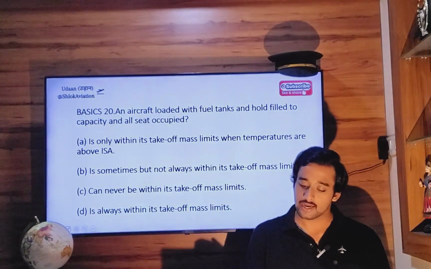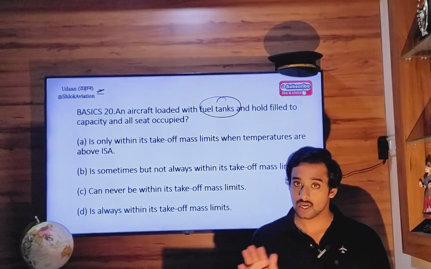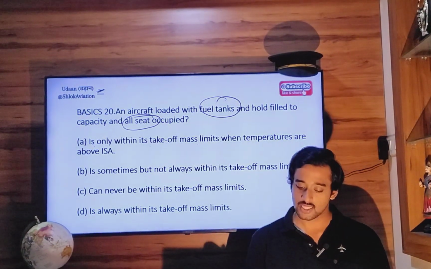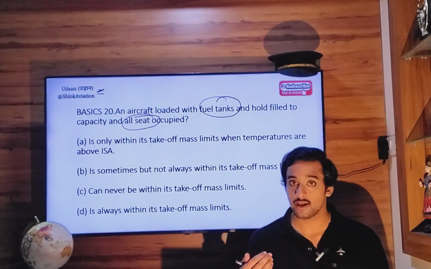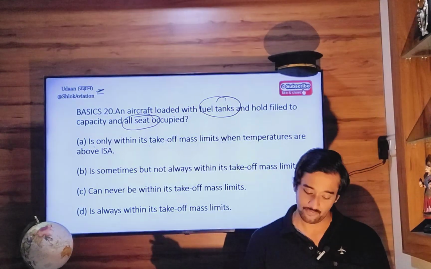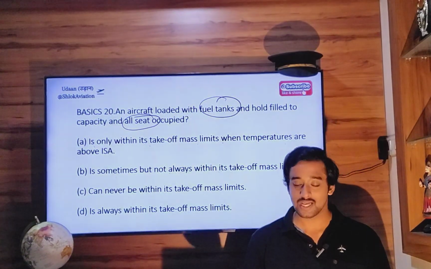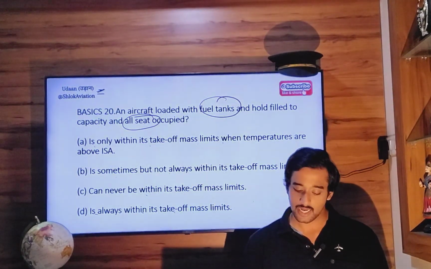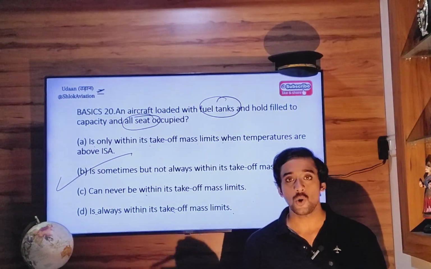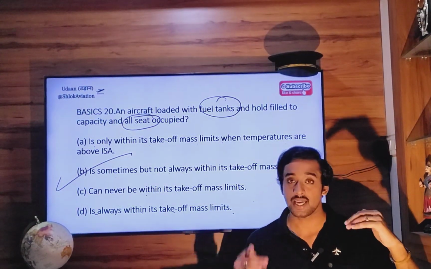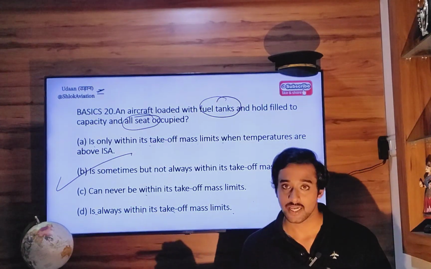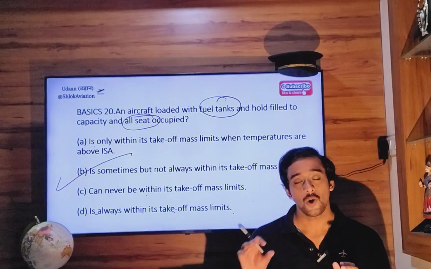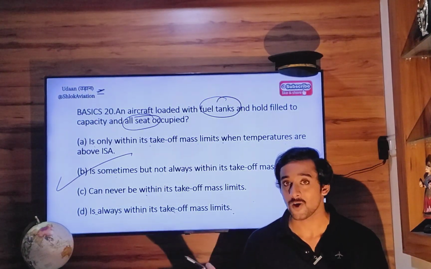Aircraft loaded with fuel tanks at full capacity and passengers at full capacity is only within its takeoff mass limits when temperatures are above ISA, meaning hotter than ISA, warmer than ISA; is sometimes but not always within takeoff limits; can never be within takeoff limits; is always within takeoff limits. So option Bravo. Now if you load your aircraft to its maximum fuel tank capacity as well as maximum passenger capacity, the weight of this aircraft will be its maximum. It will attain its maximum structural takeoff mass value.